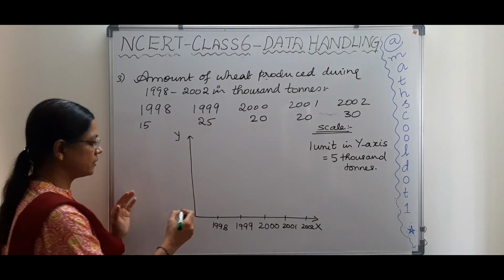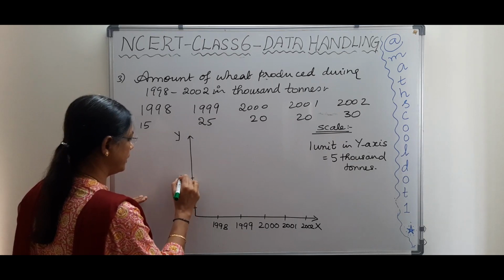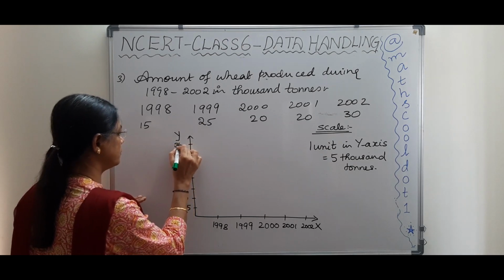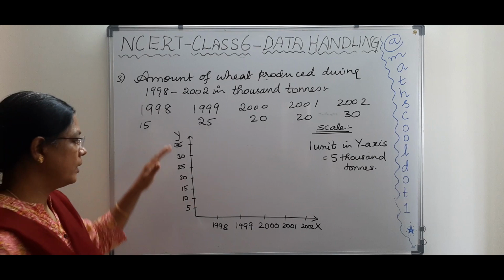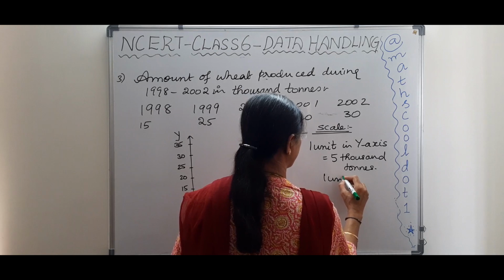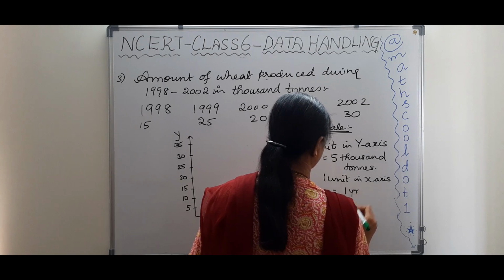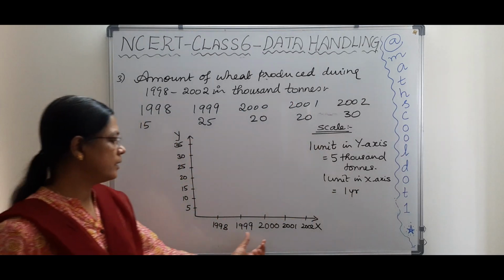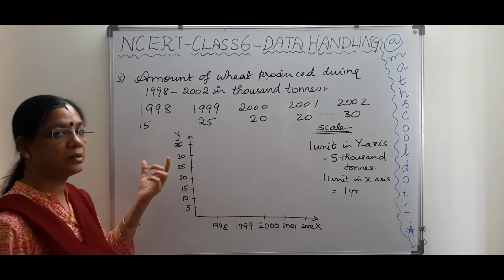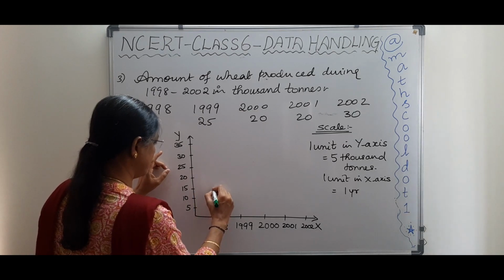If it is 5000 tons, then we have 5, 10, 15, 20, 25, 30, so it will be easy for us to mark. For each one we have markings in the y-axis, and in the x-axis, 1 unit is equal to 1 year. Starting from 1998, it is 1 year, right? For 1998, what is the production? It is 15.